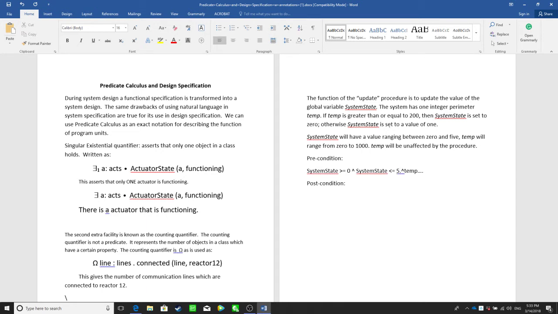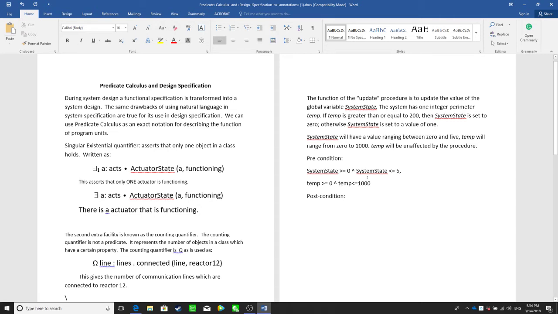And how about the temp? What should happen to temp? I think you should already know, because if we specify the system this way, it says temp will range from 0 to 1,000, right? So we need to write down this 0 to 1,000 thing for temp, and temp is less or equal to 1,000. And those are the two conditions related to system state and temp, because there are only two variables here.